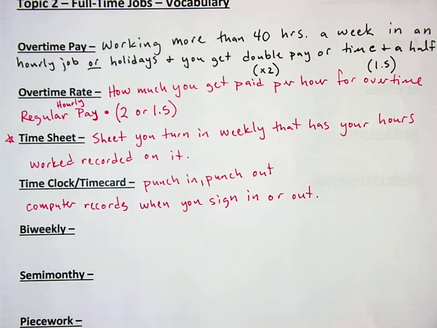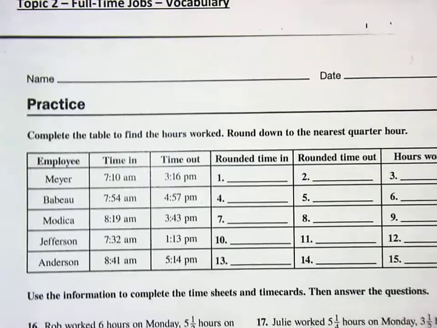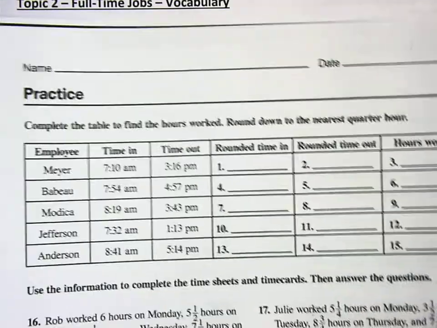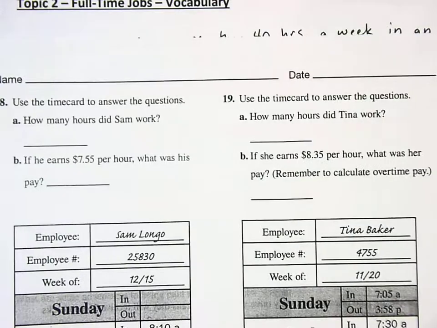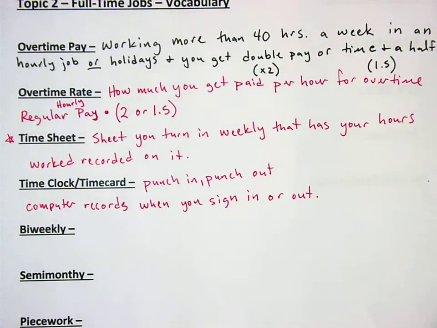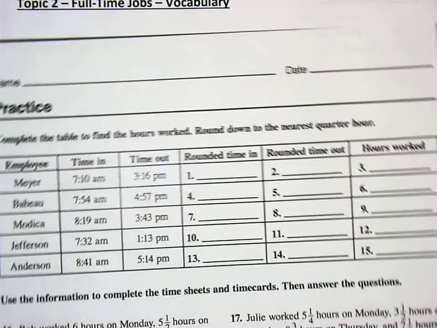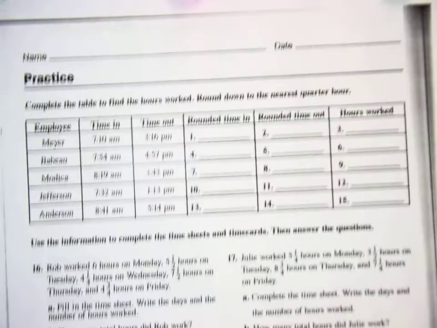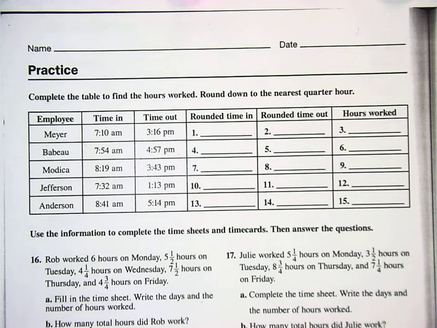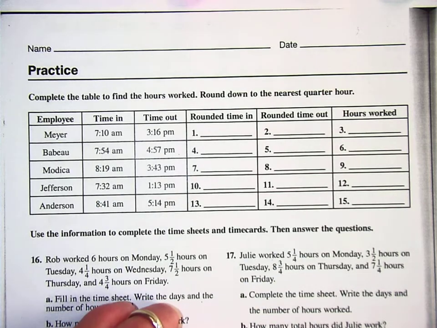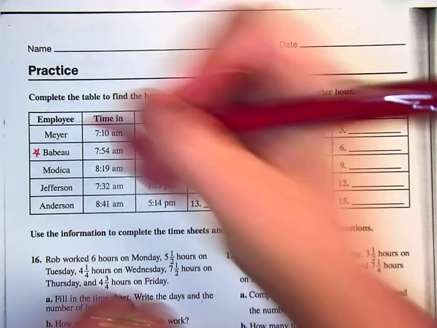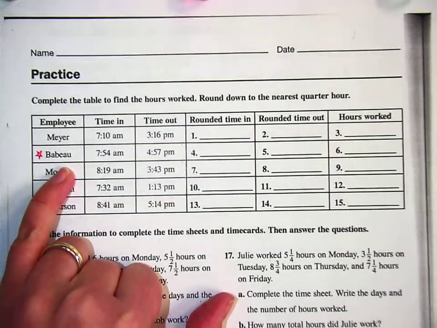Okay. All right, so we're going to do a worksheet. Your homework is doing this time card worksheet, and it is problems 1 through 19. And of course, like usual, I'm going to do some with you. So let's start with this table. I'm going to pick, I guess, this guy, Babo, probably a last name.